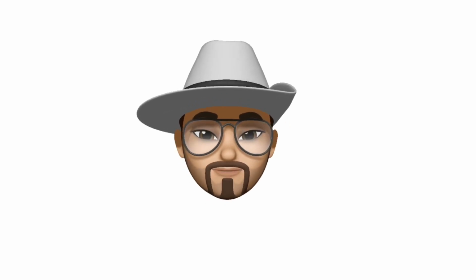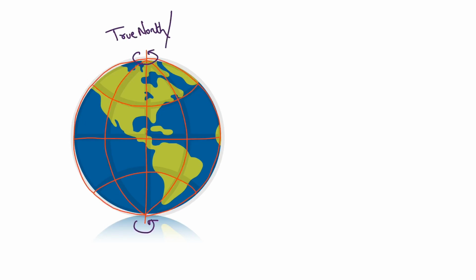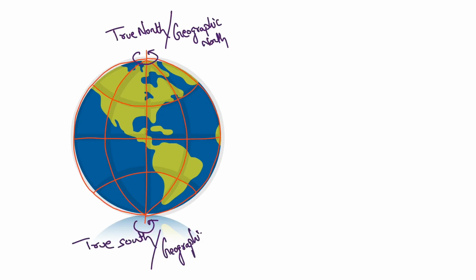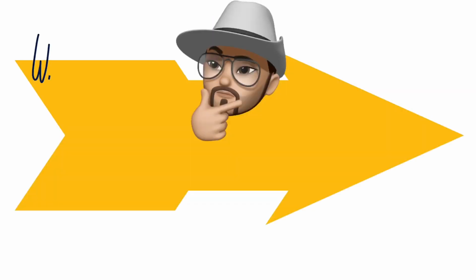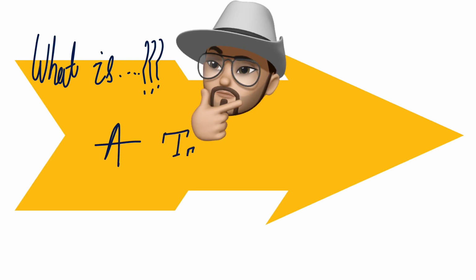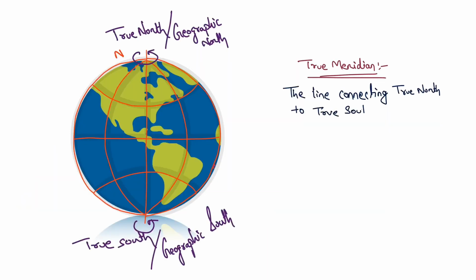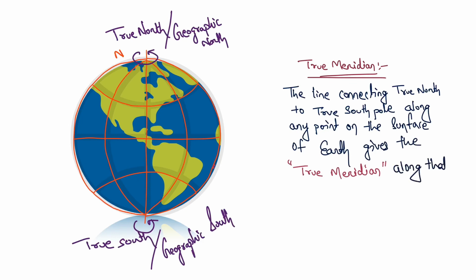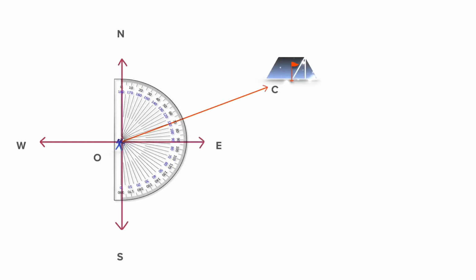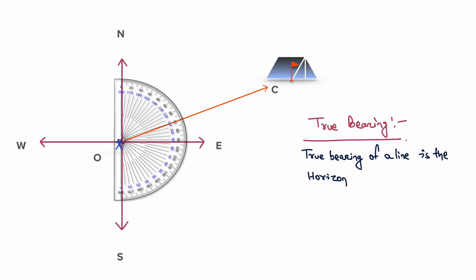Earth rotates around an imaginary axis of rotation. This imaginary line intersects the surface of the Earth at two locations, known as true north and true south, otherwise known as geographic north or geographic south. Now the question is, what is true meridian? True meridian is the line connecting the true north to south pole along the curvature of the earth. Thus, true bearing of a line is the horizontal angle that it makes with the true meridian.